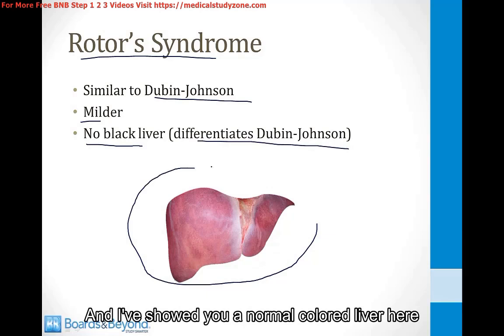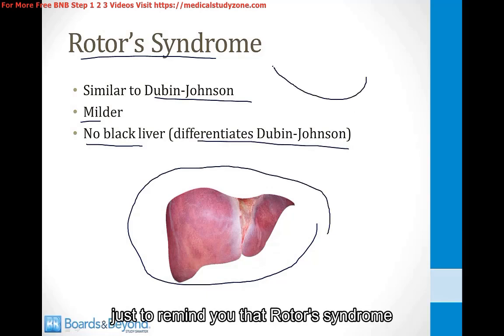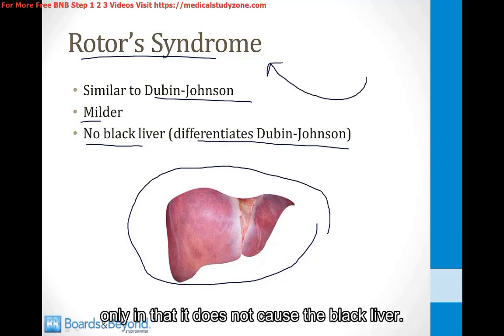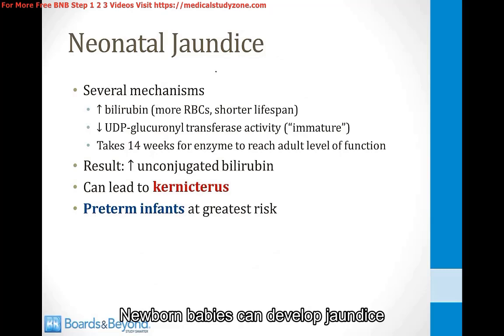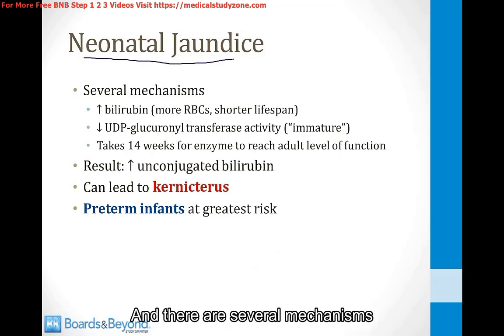And I've showed you a normal colored liver here just to remind you that Rotor syndrome is different from Dubin-Johnson only in that it does not cause the black liver. Newborn babies can develop jaundice that is called neonatal jaundice, and there are several mechanisms by which the bilirubin level in newborn babies can become elevated.